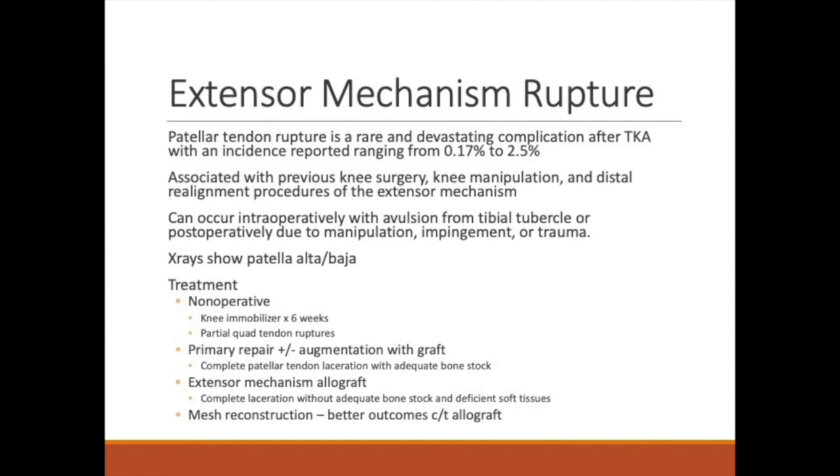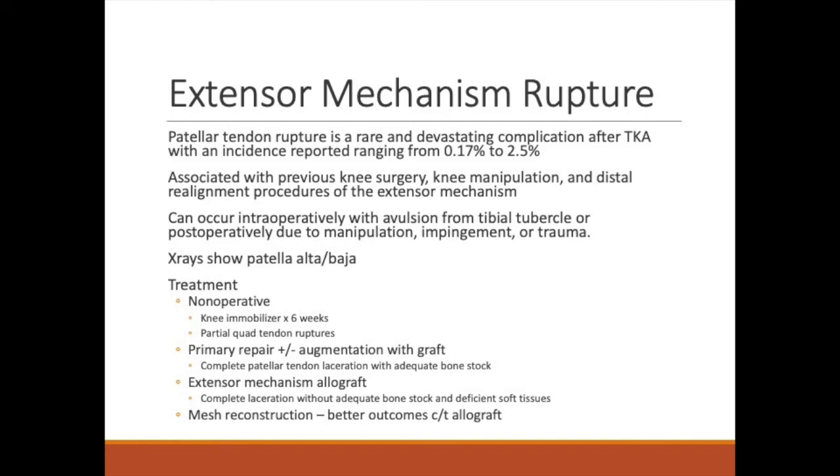Treatment is non-operative in a knee immobilizer for 6 weeks for partial tendon ruptures where the extensor mechanism and active range of motion are still intact, or in patients that are not surgical candidates. Otherwise, primary repair with or without augmentation with a graft is indicated for a complete rupture. Extensor mechanism allograft or a mesh reconstruction is indicated for chronic ruptures or irreparable ones.